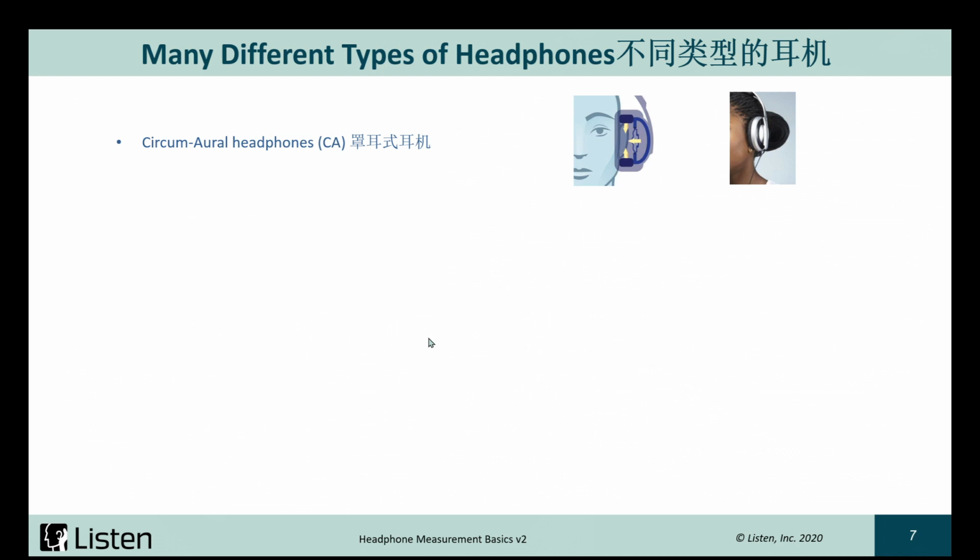Probably the most common, or at least the oldest design, is circumaural headphones, or otherwise called over-the-ear. If they completely go over your ear and cover your pinna and get a good seal, you should get a good bass response and also isolate some of the background noise.